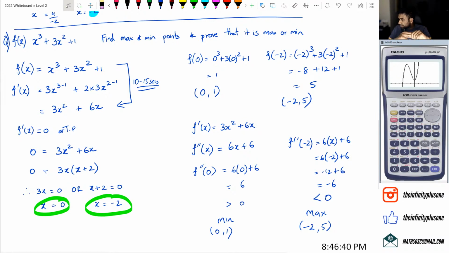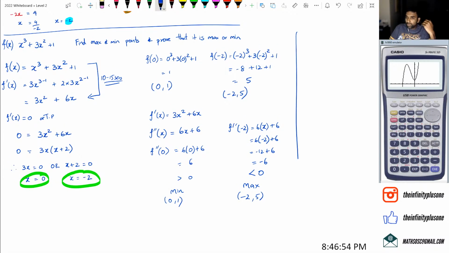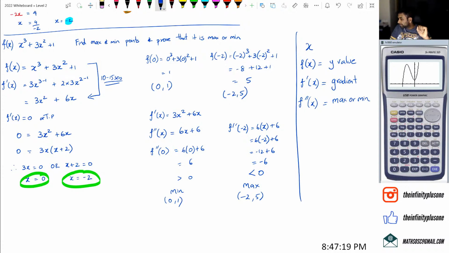Razor, looking at your question at the moment, when you find the x value, do you always substitute the x values in the original function or the f dash function? Okay, so think about it like this. I want to show you guys on the side here. So you found the x value. F of x gives the y value of that coordinate. F dash of x gives you the gradient at that x value. F double dash of x tells you whether it's a maximum or a minimum.